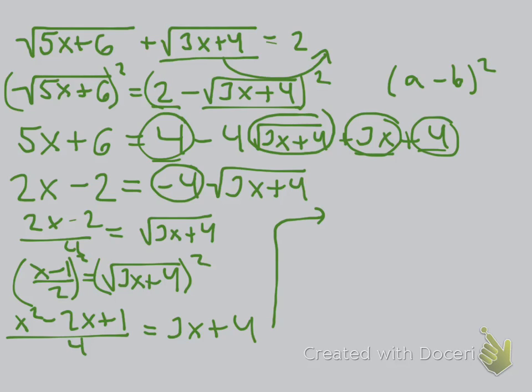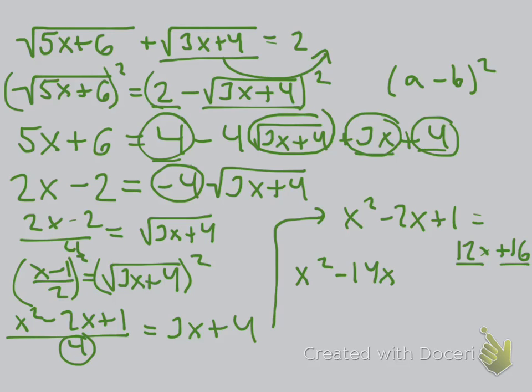I'm going to take this 4 and multiply it over to the other side. So it's just some cleanup work here. X squared minus 2x plus 1 equals 12x plus 16. Let's move some things around here. Move the 12x and the 16 to the other side. X squared minus 14x. Let's see what I have here. Minus 15 equals 0. And we hope and pray that that factors.